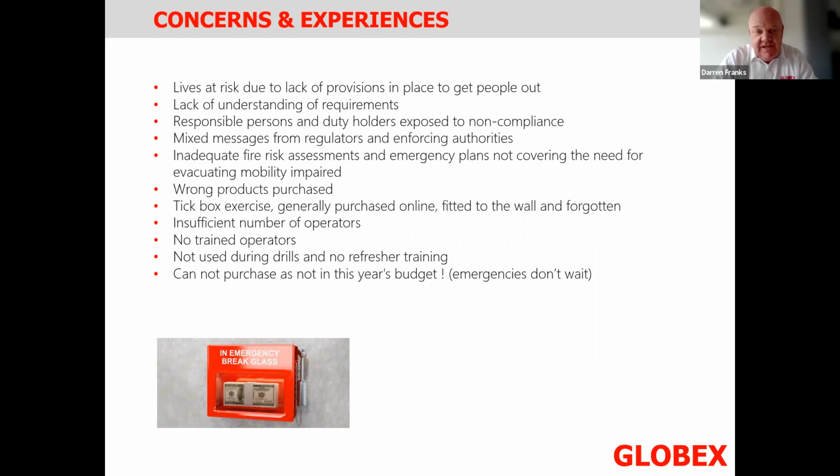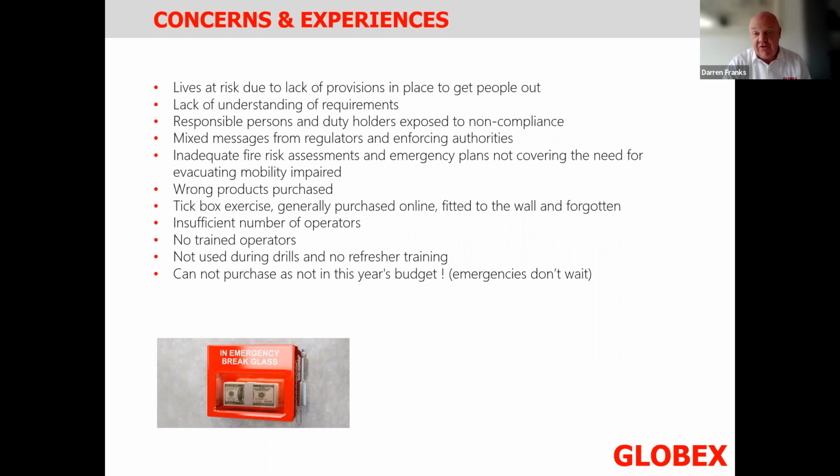We also come across inadequate fire risk assessments that aren't capturing the needs of mobility impaired persons or any disabilities. The emergency plans and procedures aren't specific to the building. In some cases, the wrong products are purchased, which we will look closely at some of the products shortly. And generally, what we're finding is that when it comes to safe evacuation, it is more of a tick box exercise, where people may buy a product, and as it says here, generally purchased online, looking for the cheapest option, fit it to the wall, and it's forgotten about. And there isn't a clear understanding of, again, what is required, training, etc., which we'll look at shortly.